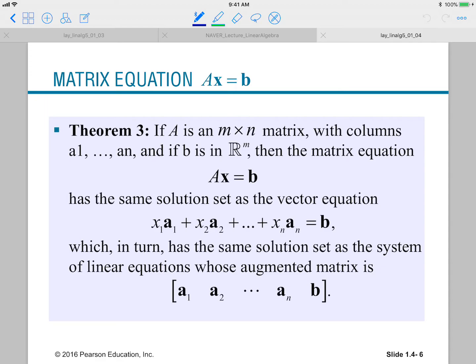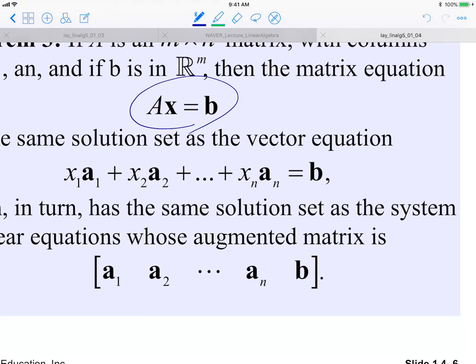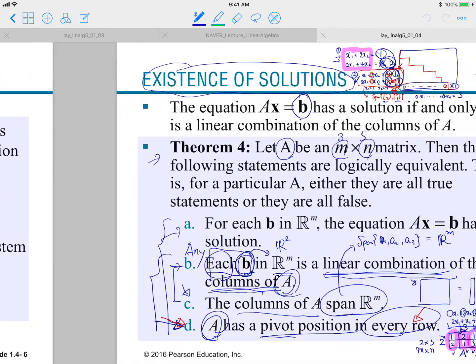And then our augmented matrix can also be represented in this form. Given this matrix equation, which is the simplified form, with matrix A and vectors x and b, we just collect all these columns here, and then bring in the right hand side vector b, and this is a simple form of our augmented matrix.